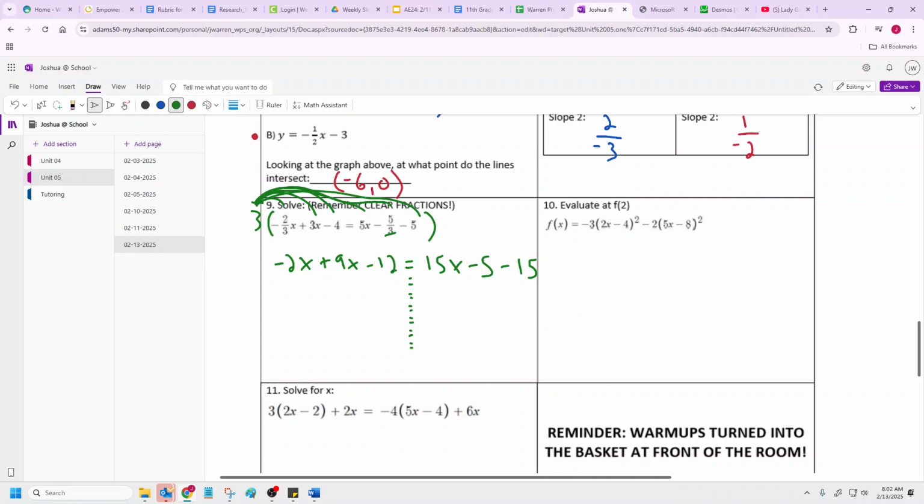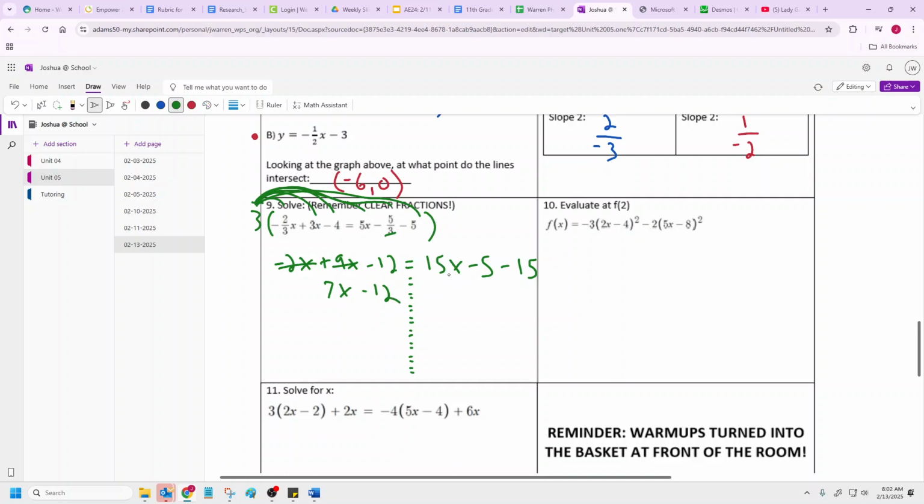And what are we going to do? We have to combine like terms. So look at the left side first. Rules of normal mathematics. No opposites yet. -2 plus 9 is 7x. Then we're going to bring down the -12. Boom, boom. Now we're going to look at the right-hand side.